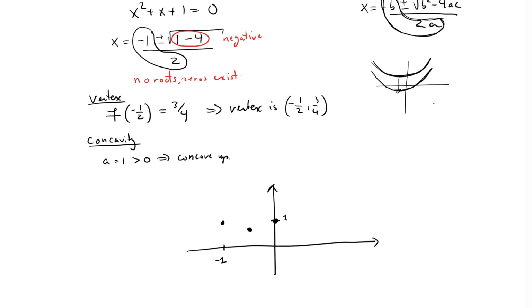It's right there. And our parabola is just like that. Okay. So the important points are our vertex, minus a half, 3/4, and this is the y-intercept. And once again, we're done.